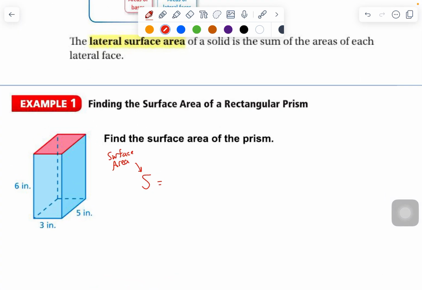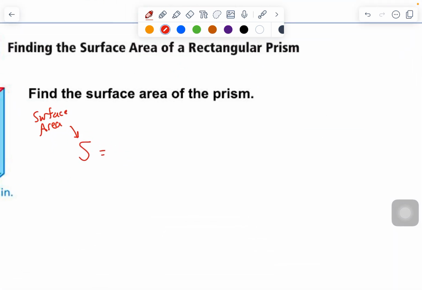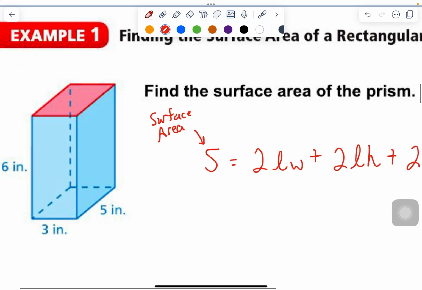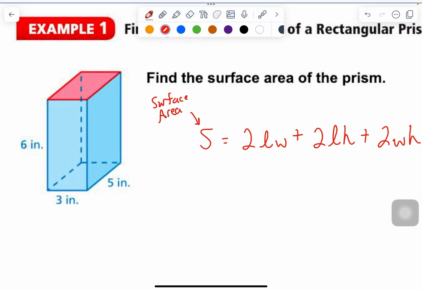We're going to use the formula for now. Just try it out. So it says 2 times LW. It's kind of hard to draw a cursive L if you've never done it before. Whoops, not times, plus 2 times length and height plus 2 times width and height.